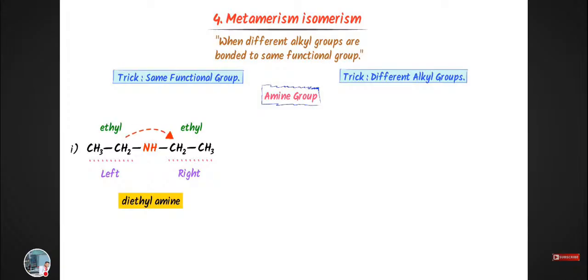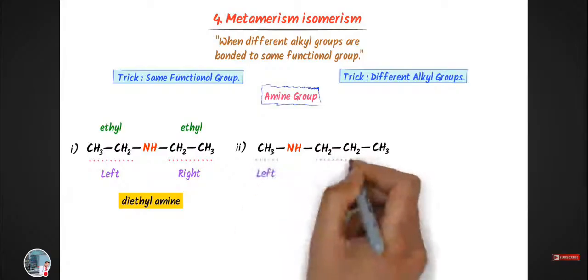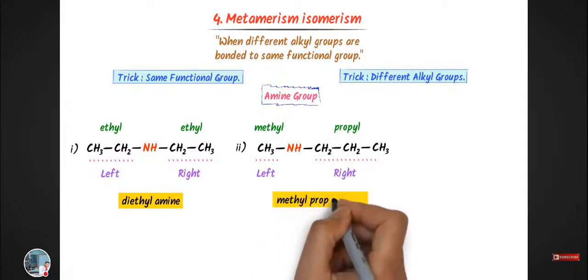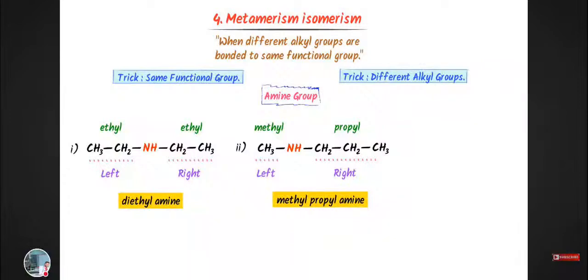Now I shift this CH2 from the left side to the right side. I get this new compound. Here, at the left side, there is methyl group, while at the right side, there is propyl group. So we call it methyl propylamine.